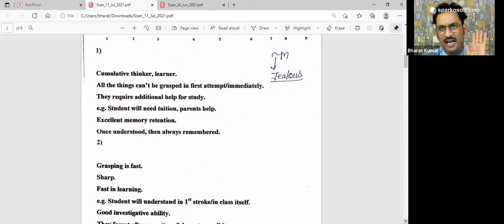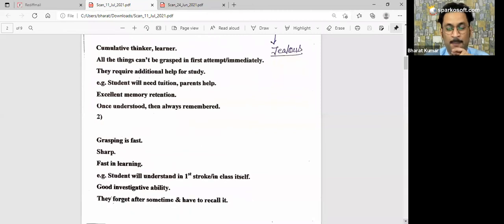They are very fast learners and they disturb the class because of this. Yes, Khushi, yes, I agree. Rashmita, yes, Anita. So you have to work on that. For example, a student will understand at the first stroke, meaning in one instance where the teacher explained it. Good investigative ability. They can be forensic scientists, officers, good managers, scientists and doctors.